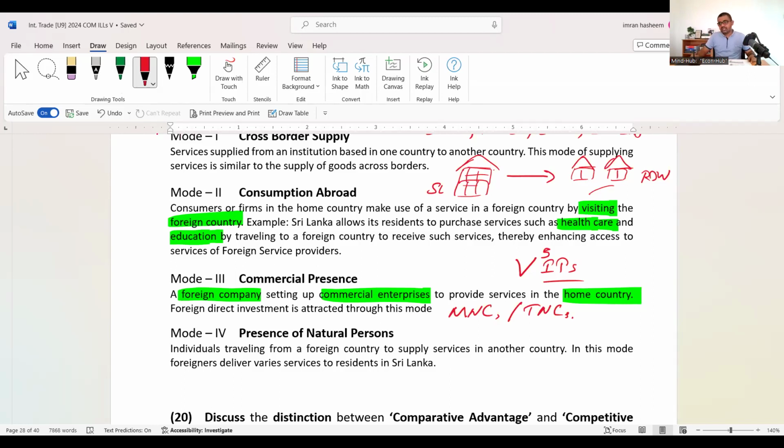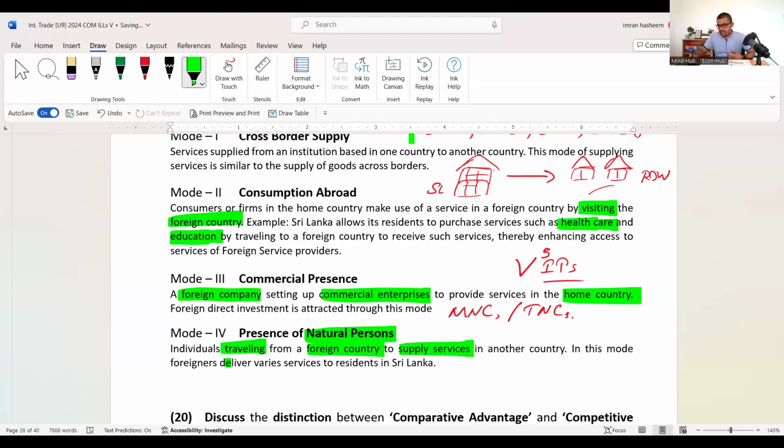Finally, we have presence of natural persons. You might ask, are there unnatural persons? But basically, the actual person comes to Sri Lanka, physically, not virtually. Virtual also, I think, can be under this category, but then it goes to the first mode. Individuals traveling from a foreign country to supply services in another country. In this mode, foreigners deliver various services. So individuals, they come here, they travel to a foreign country and supply services.